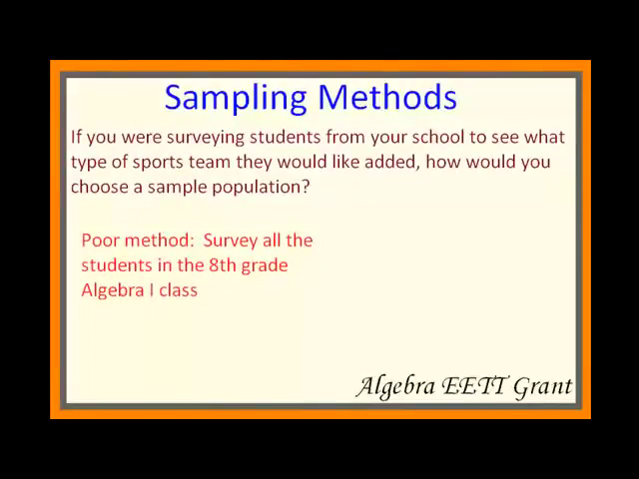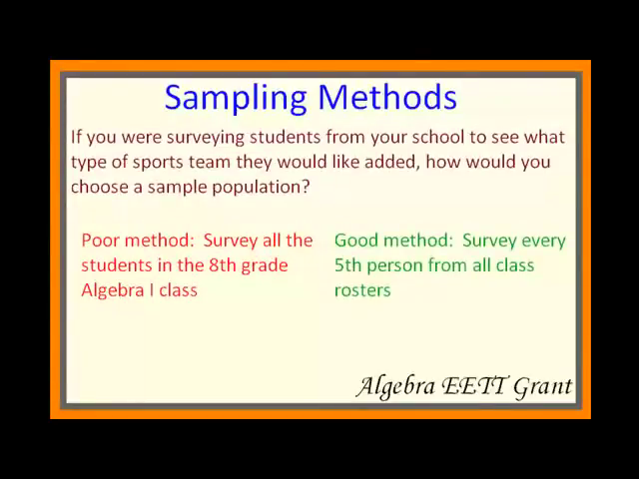Well, a poor method would be to survey all the students in the 8th grade Algebra 1 class. Now, being in 8th grade and Algebra 1, these are obviously students that like math. Well, that does not, unfortunately, represent all 8th graders. Some students don't like math, and they should have an equal ability to be chosen to be part of this sample of the population. So there's got to be a better method, and there is.